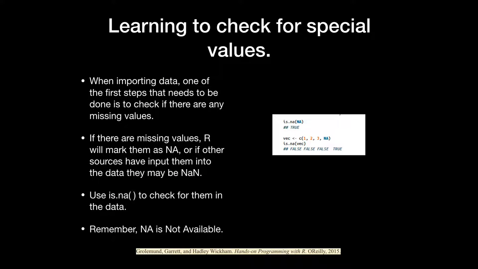So, learning to check for special values. When importing data, one of the first steps that needs to be done is to check if there are any missing values. You don't want to work on a data set with missing values if you're running calculations. If there are missing values, R will mark them as NA, or if other sources have input them into the data, they may be NaN. Using the function is.na to check for them in the data is something very useful to have. Keep in mind, NA represents not available.